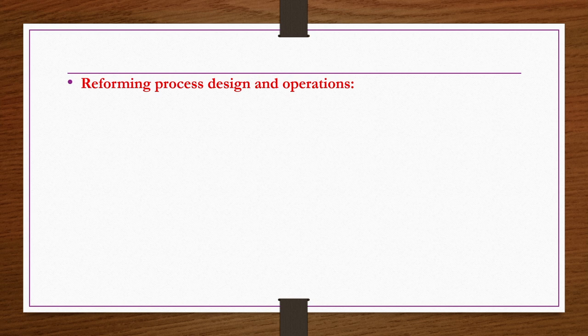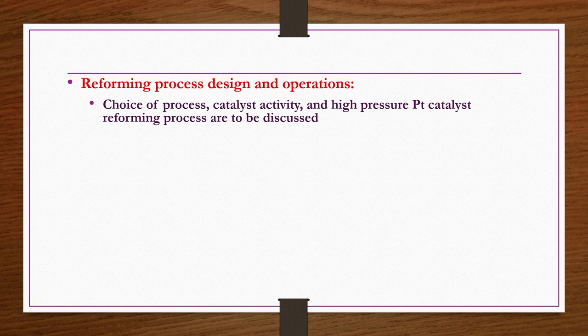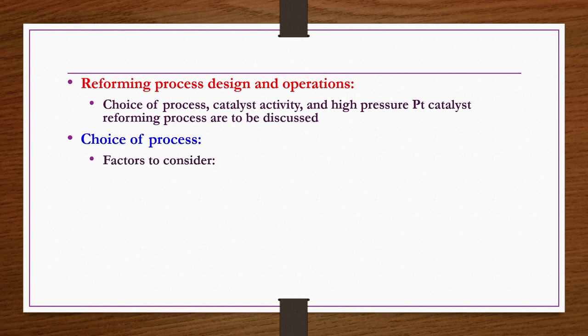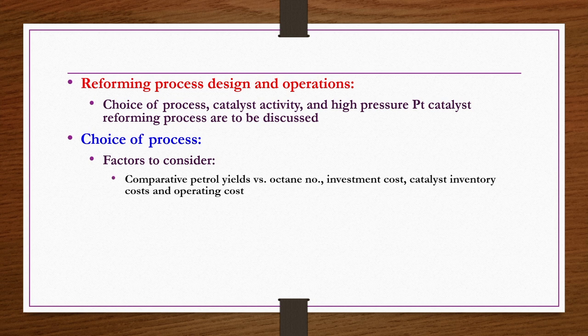Now, coming to the reforming process design and operations, what are the things that you have to select first as a kind of checklist or criteria for the selection of the process design and operation? The first one is the choice of processes, and then you have to select out of the existing processes, then catalyst activity, and then high pressure platinum catalyst reforming process are essential to be discussed here. So, under choice of processes, the factors to be considered are comparative petrol yields versus octane number, which is very essential, because it is not only the yield but also the octane number, because some of the petrol fractions are not very stable, and their octane number is also less. We are going to see that in alkylation and in isomerization processes anyway.